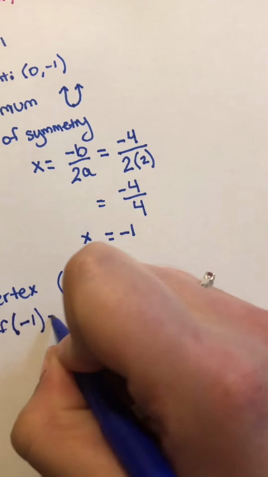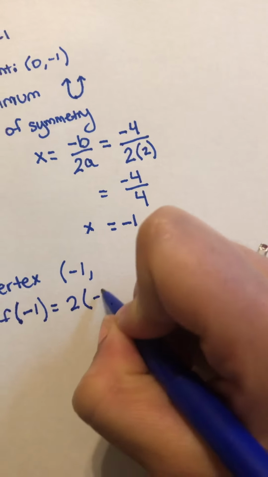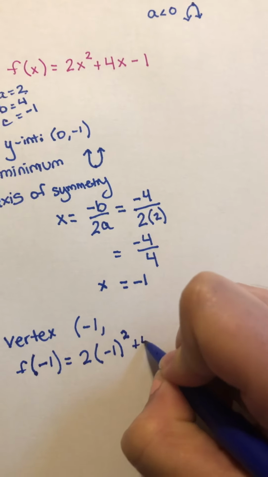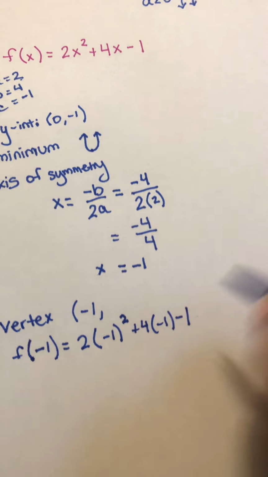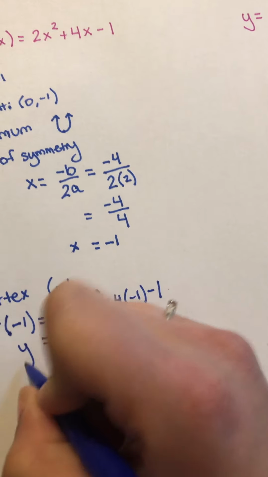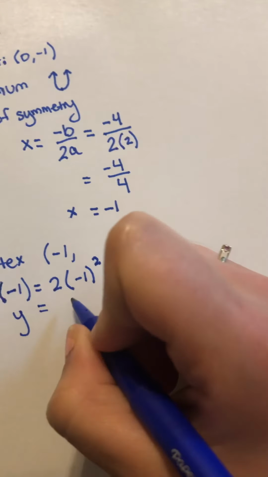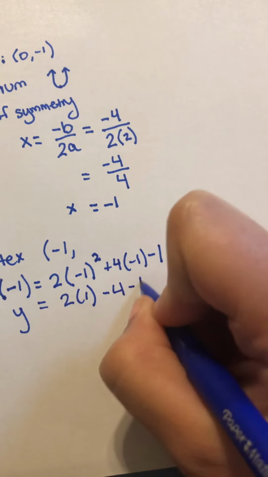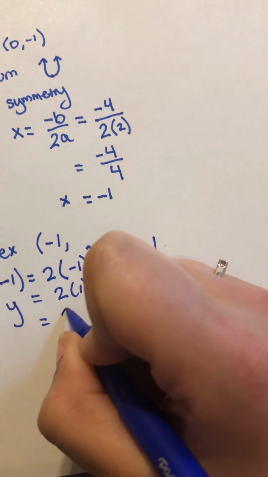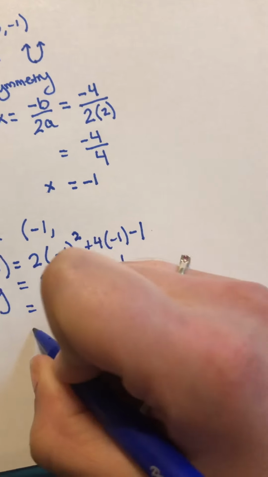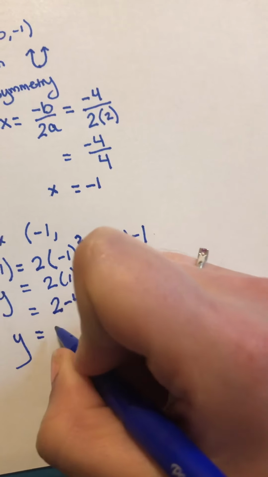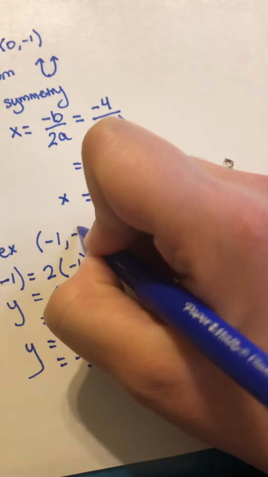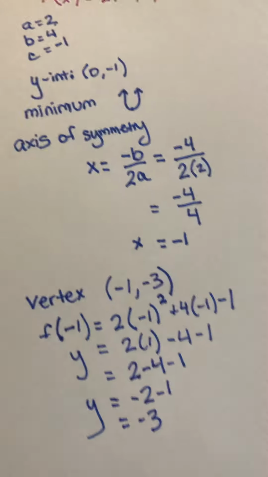So f of negative 1: everywhere you see an x, you replace it with a negative 1. So 2 times negative 1 squared plus 4 times negative 1 minus 1. And we're going to simplify that. Negative 1 squared is a positive 1. So 2 times positive 1. 4 times negative 1 is negative 4, minus 1. So 2 minus 4 minus 1. Remember, left to right, so 2 minus 4 is going to give us negative 2, minus 1, which simplifies to negative 3. That means our vertex is at the point negative 1, negative 3.